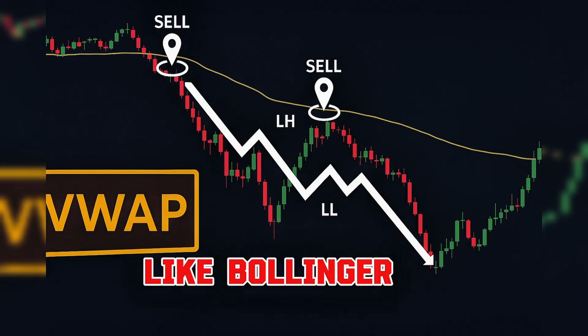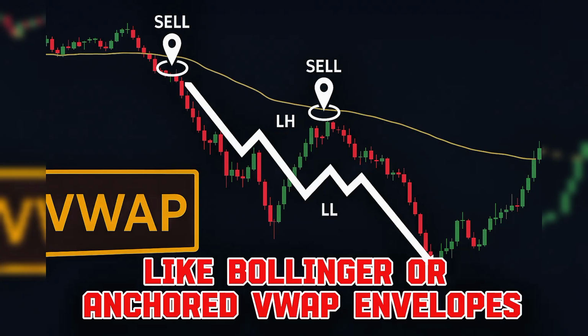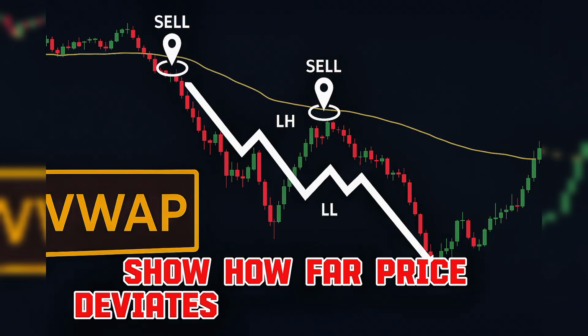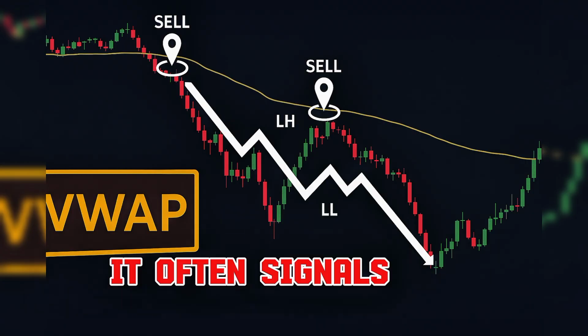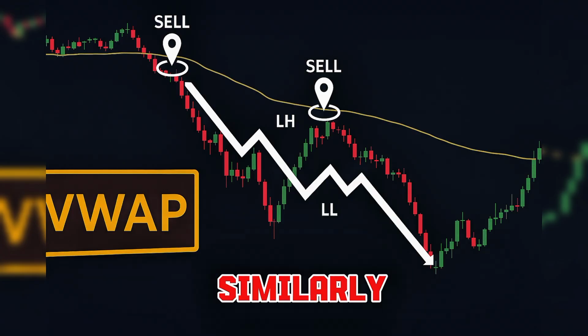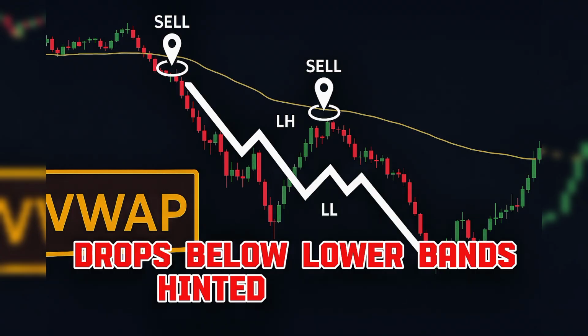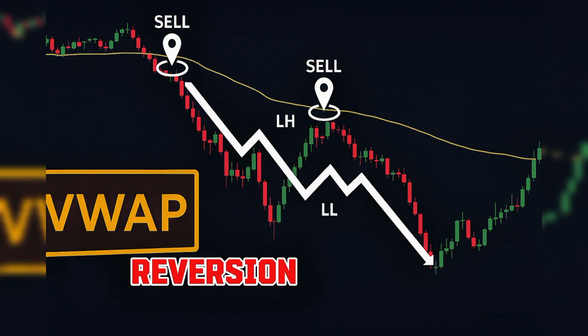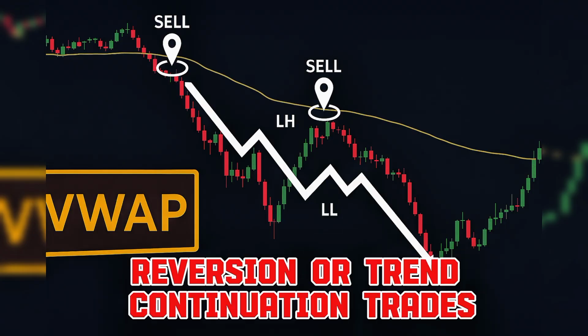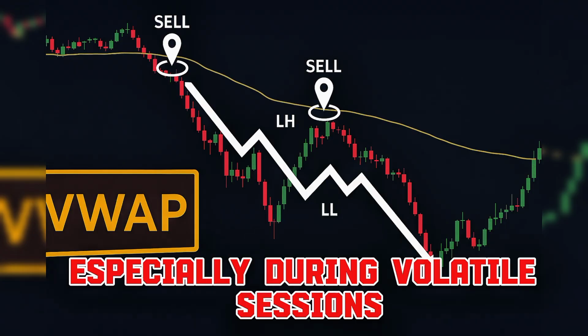VWAP bands like Bollinger or anchored VWAP envelopes show how far price deviates from the average. When candles pierce upper bands, it often signals overextension. Similarly, drops below lower bands hint at oversold conditions. These bands give added context for mean reversion or trend continuation trades, especially during volatile sessions.